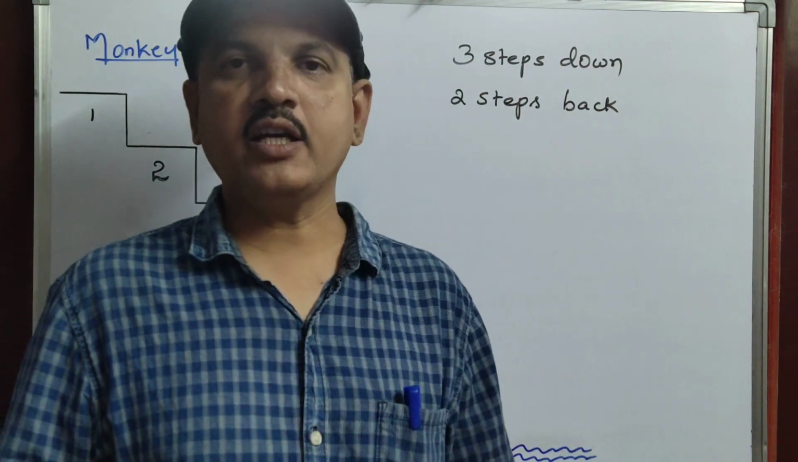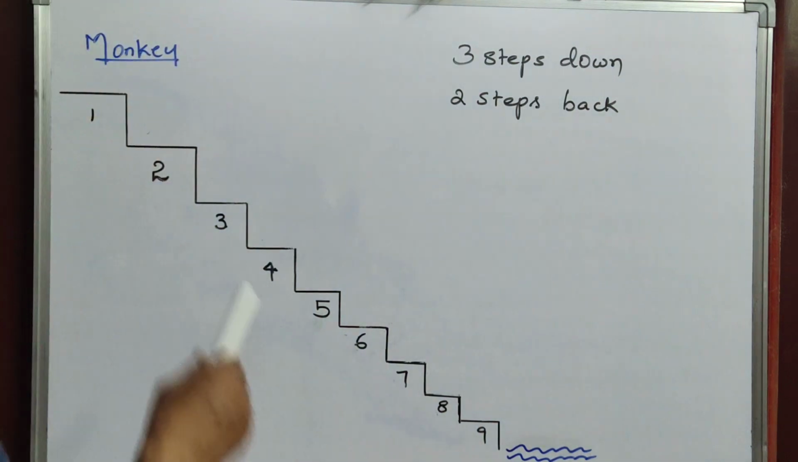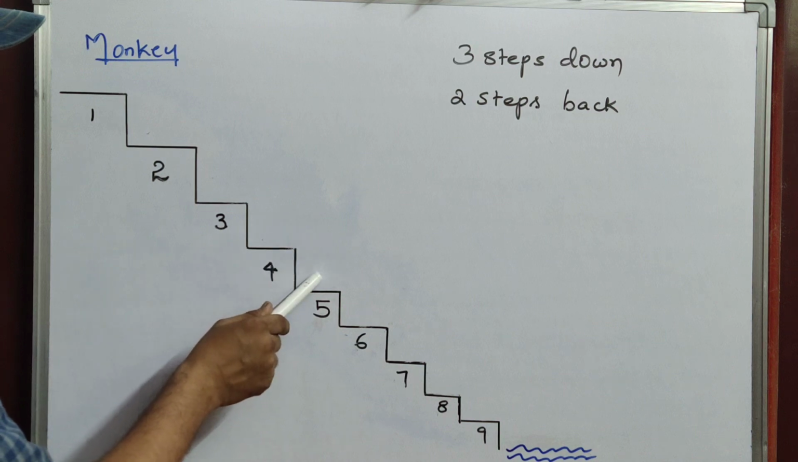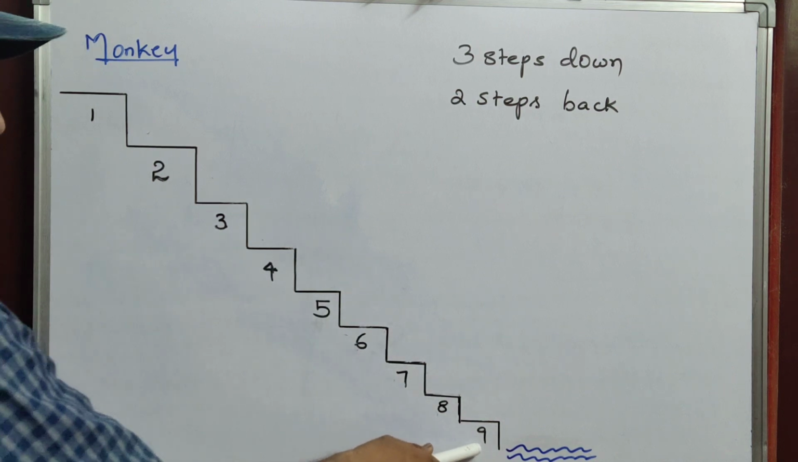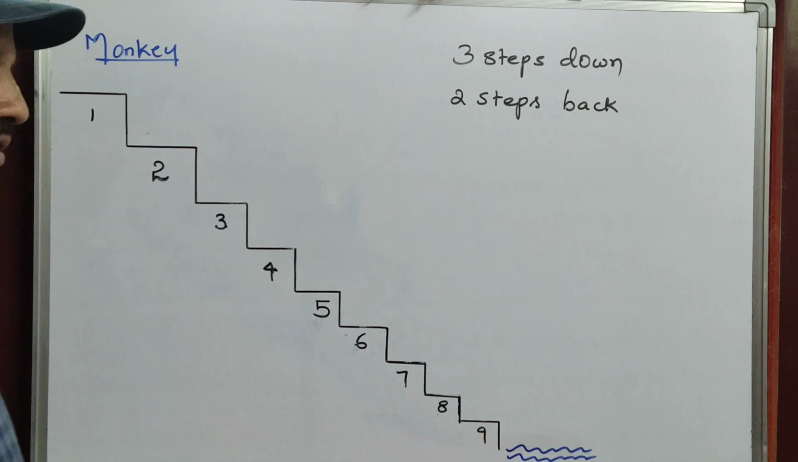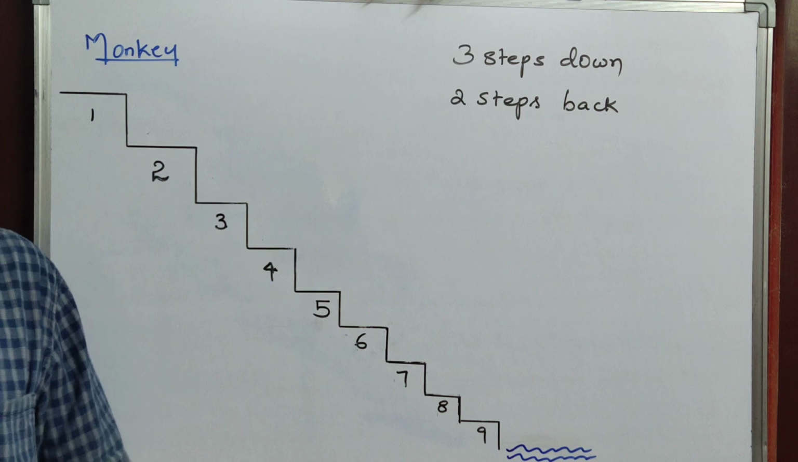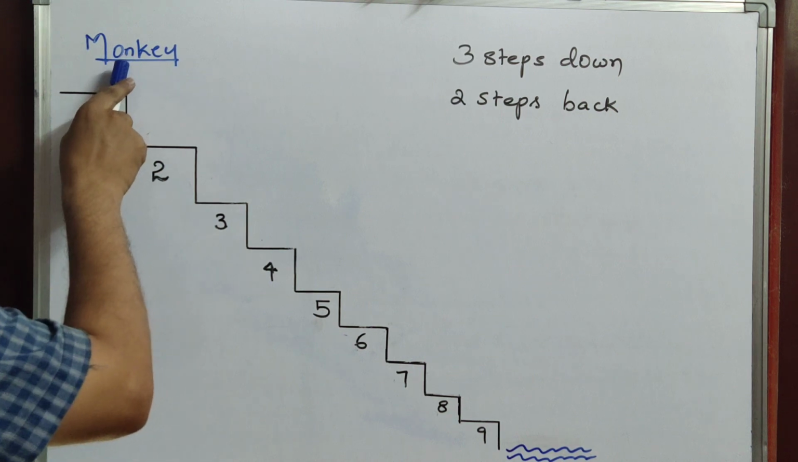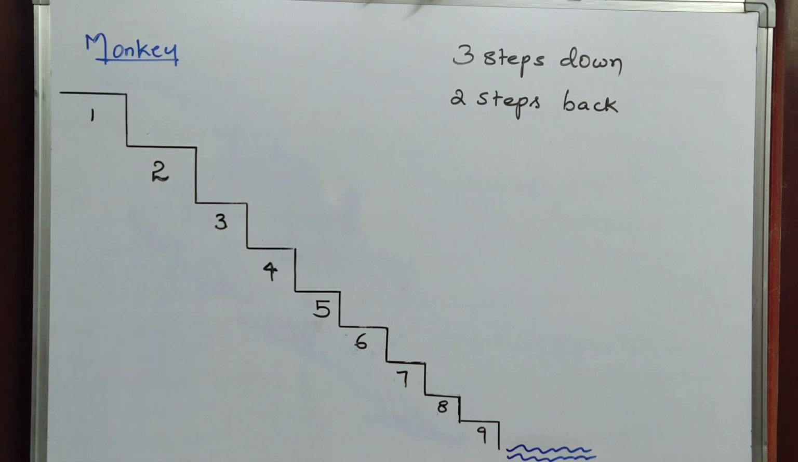Actually, how many steps are there in the water tank? There are 9 steps: 1, 2, 3, 4, 5, 6, 7, 8, 9. So at the 9th step you can see the water level. Now, where is the monkey? The monkey is at the topmost, which means on step 1.